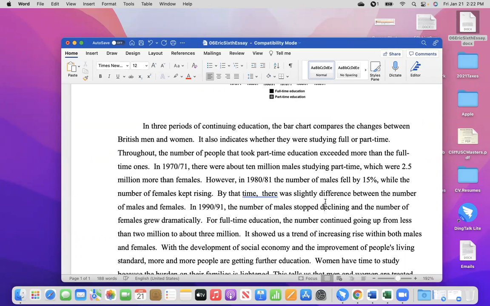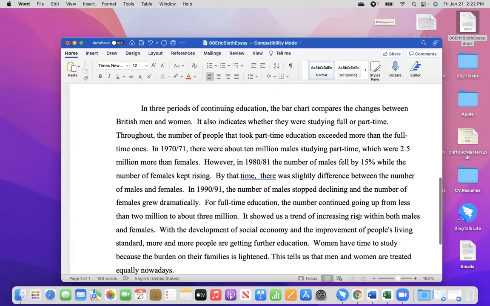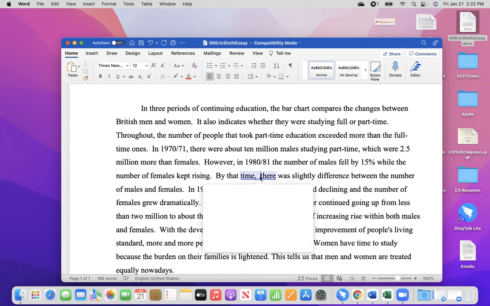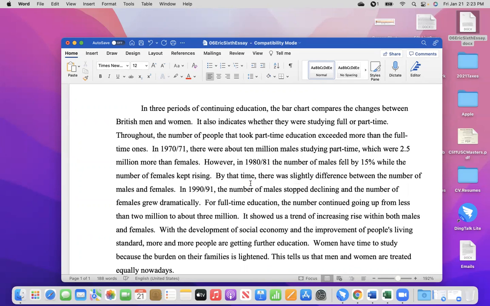All right. So, "however, in 1980, 81, the number of males fell by 15%." You may not need the comma there. Even though I'm in a habit nowadays of using many commas. "However, in 1980, 81, the number of males fell by 15%, while the number of females kept rising." Excellent. Very good. All you needed to do was change that 15%. And I'm pretty sure if you're allowed to type for your IELTS exam, they're going to turn off the autocorrect, so you won't have this ability to change that.